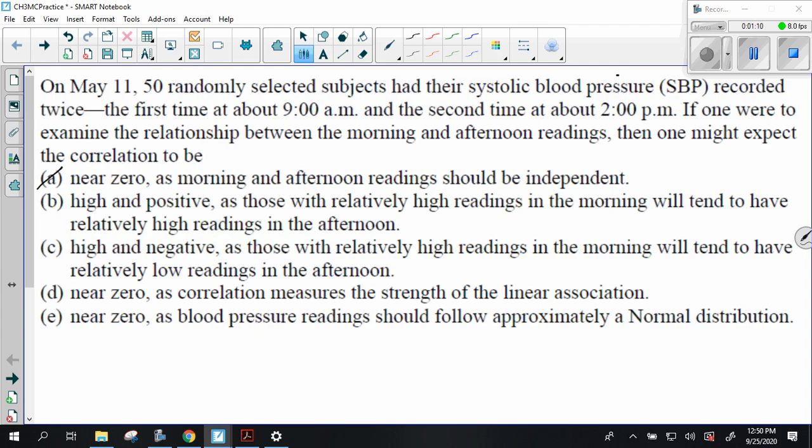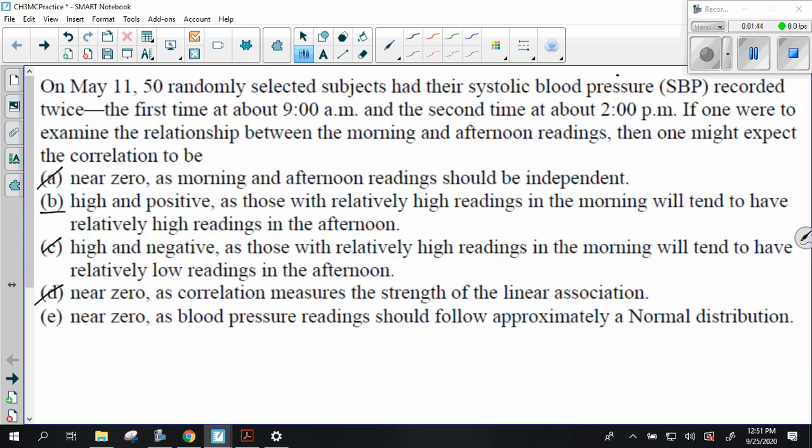Would the correlation be high and positive? Those with relatively high readings in the morning will tend to have a relatively high reading in the afternoon. I'm going to hang on to that. Sounds right, but I'm going to make sure there's not a better answer. High and negative: those with relatively high readings in the morning will tend to have relatively low readings. There's no way, right? That's not true. Near zero, as correlation measures the strength of linear association. I would say that possibly that's a linear association. I'm going to take that one out.